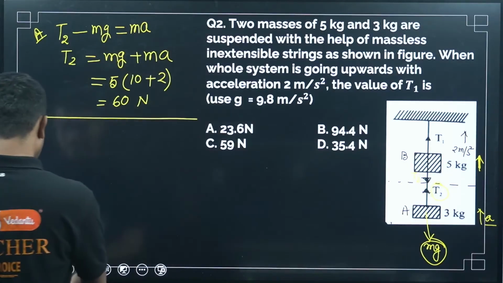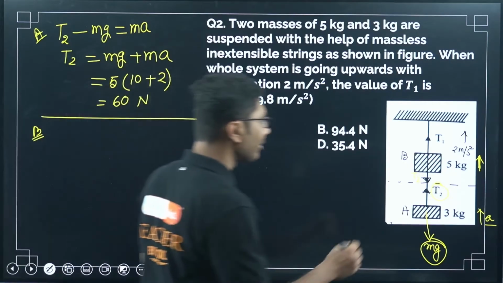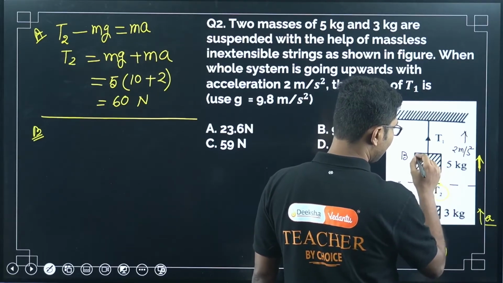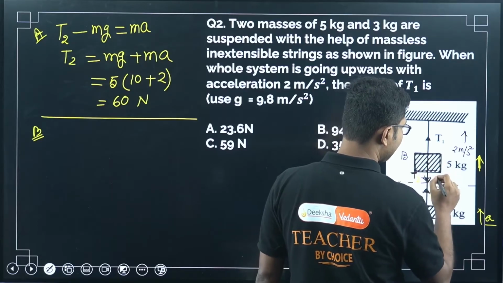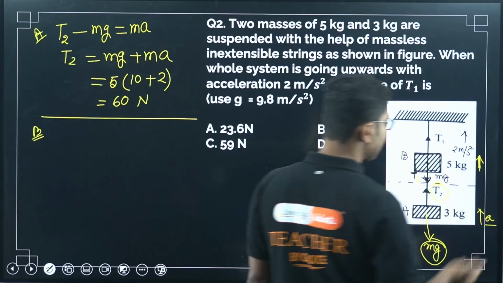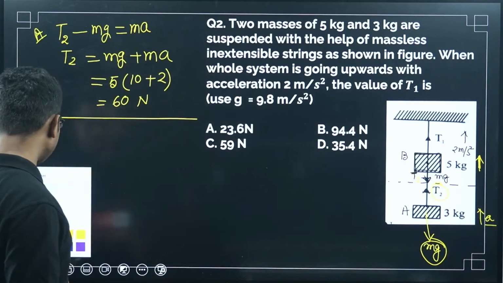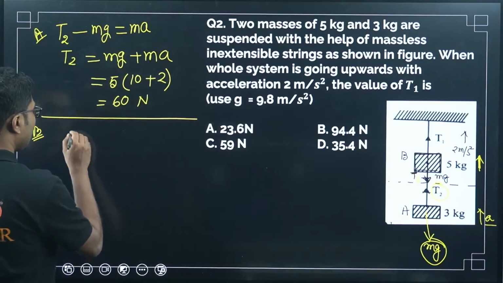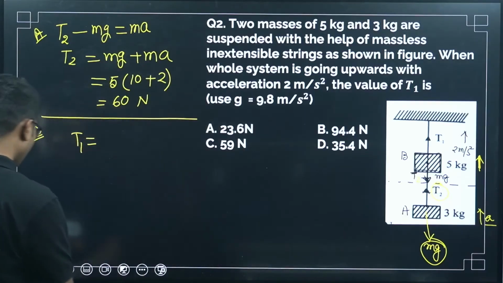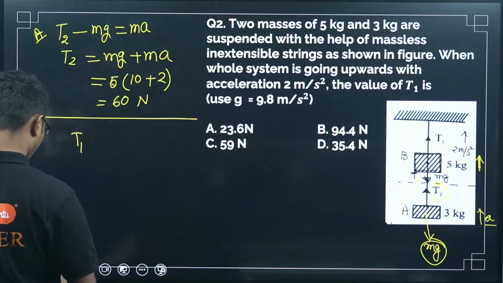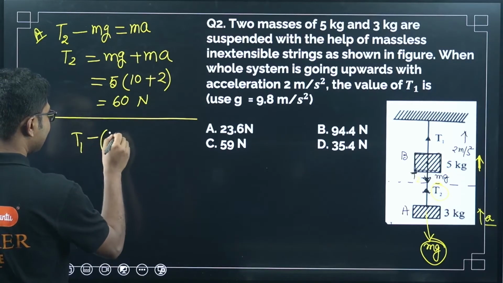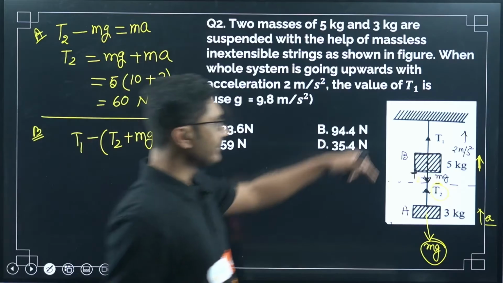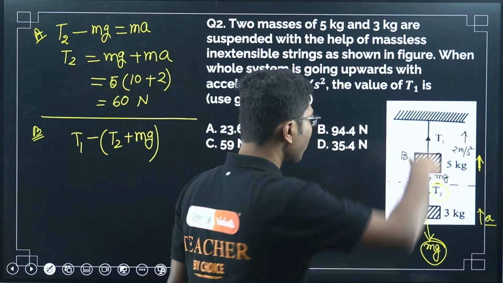Also here we have not only T2, we also have the downward weight of this object, right? So the weight of this is also there, mbg. Now what are all the forces which are acting upward? The upward force is T1. So T1 minus T2 plus mg. Both of them are acting downward, right? T2 is downward, mg is also downward, both forces are downward.